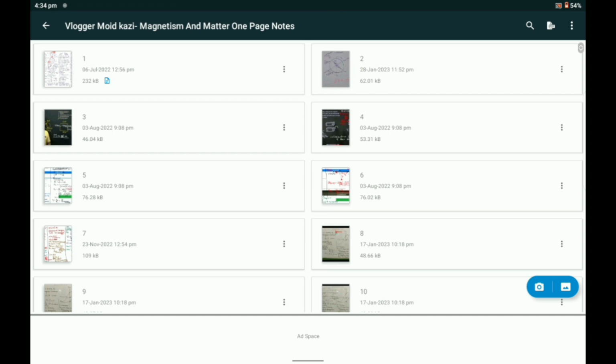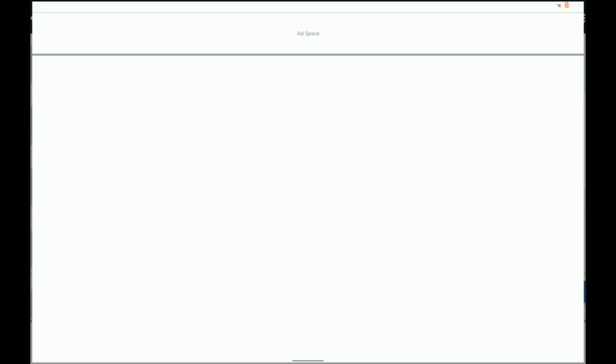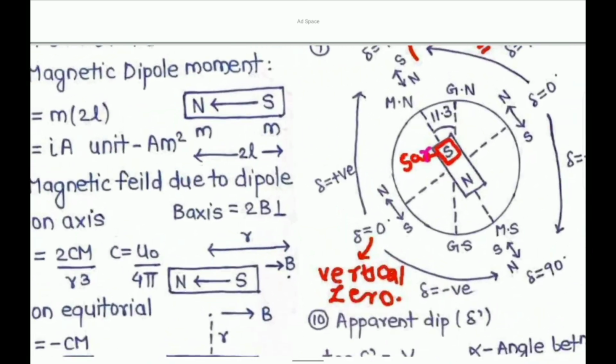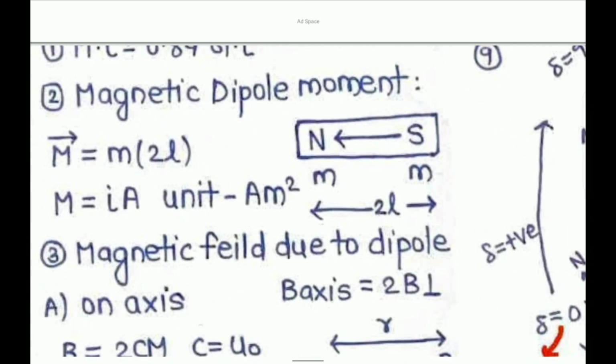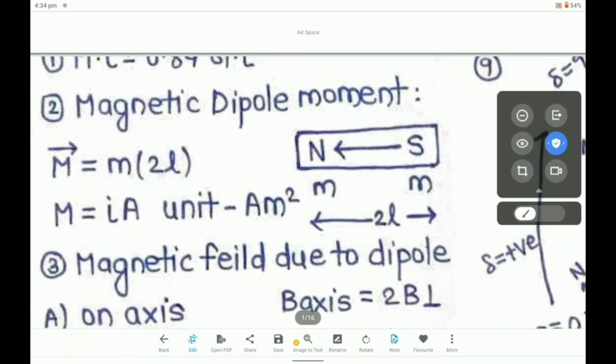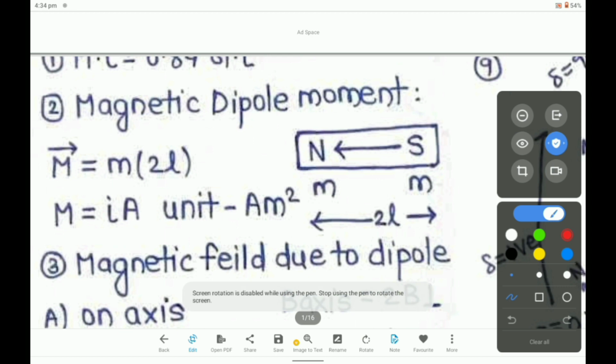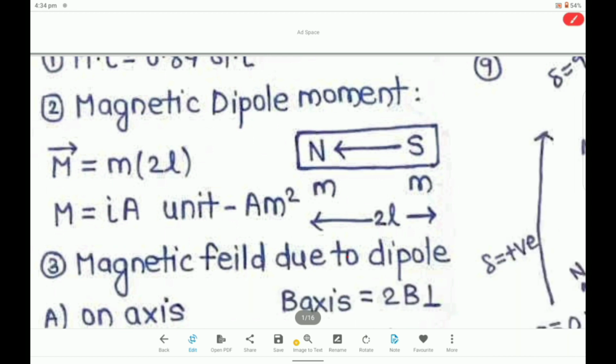Now today we will discuss a very important chapter of physics, that is magnetism and matter with respect to NEET. So first point we will discuss, that is magnetic dipole moment. Magnetic dipole moment can also be written as pole strength into overall length of magnet.